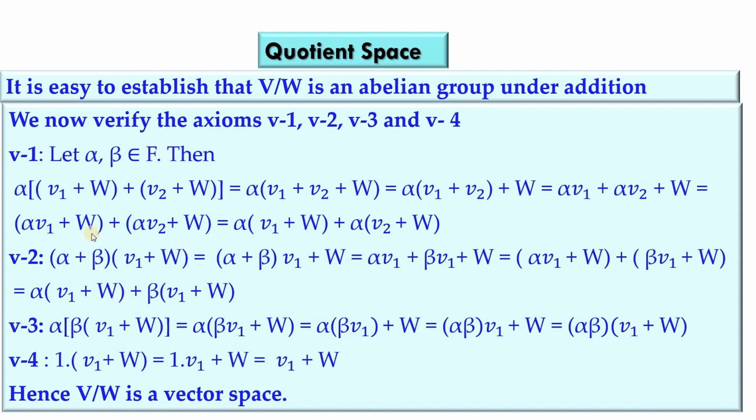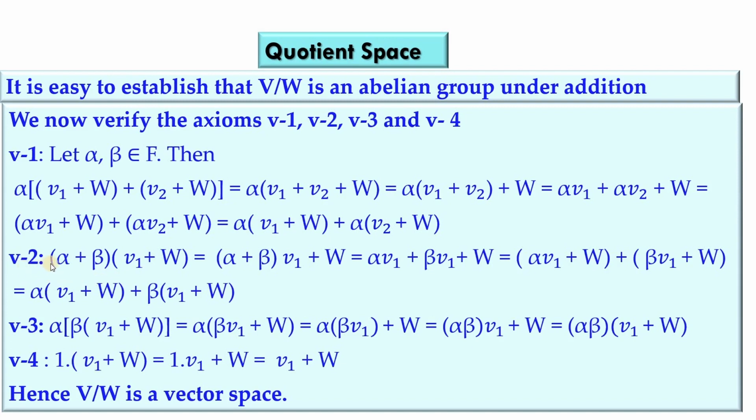So we consider the LHS, that is this. Using the addition in V mod W, we have this step. Using addition in V mod W, we have this step. And using scalar multiplication in V mod W, we have this step. Next, capital V being a vector space, using the first axiom V1, we have alpha (v1 plus v2) to be alpha v1 plus alpha v2, and this W written as such. And using addition in V mod W, this step is written. Using scalar multiplication in V mod W, this step is written.